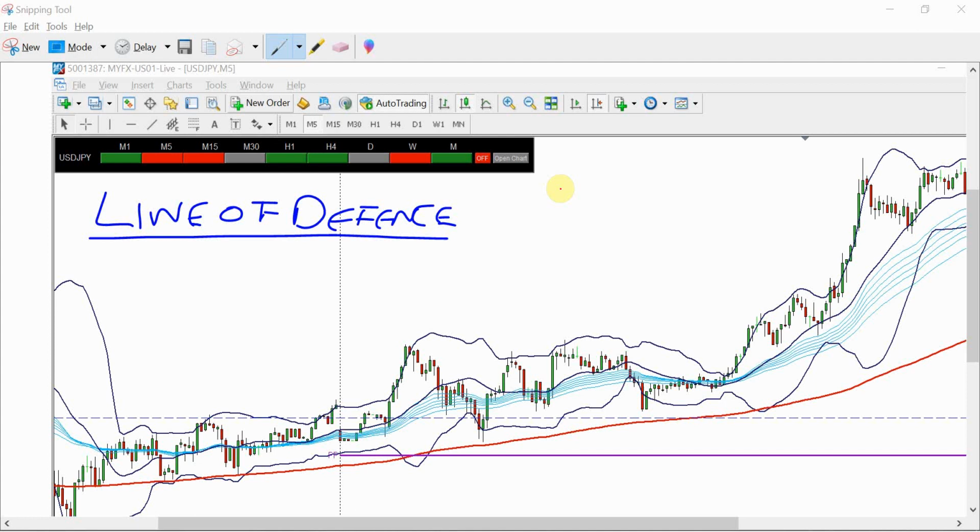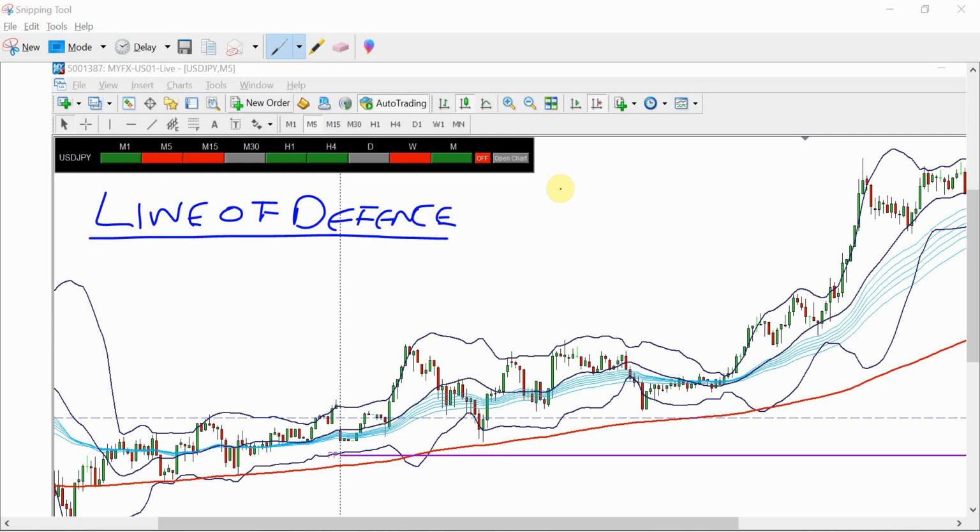So think of it as a football or soccer analogy, where you've got a row of defenders and an attacker is coming towards the goal. What we're trying to do is utilize a line of defense to make it difficult for that attacker to score. And it's exactly the same thing when it comes to trading. Whether you're trading stocks or commodities or Forex or crypto, the exact same kind of principle applies.